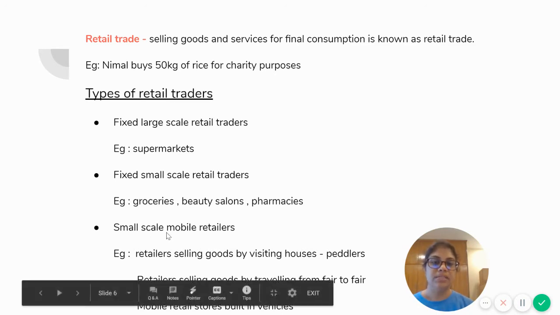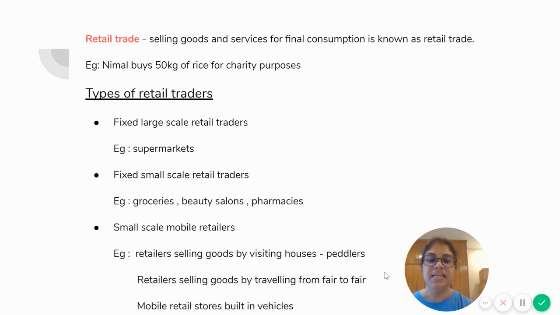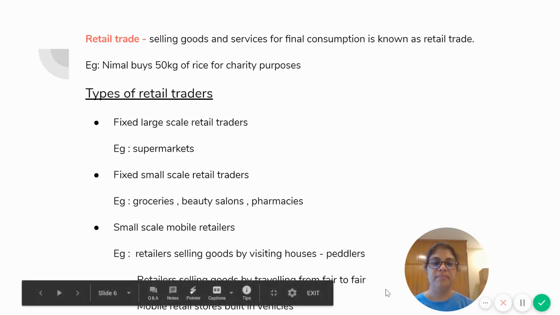When it comes to the small-scale mobile retailers, there are different types. As examples, the first one is retailers selling goods by visiting houses, who are known as peddlers. You must have seen a lot of people stepping out to our houses with different gadgets, goods and products, coming to us and trying to sell them to us, and we will be buying them, or they will be selling them for the final consumption of the consumers. Then retailers selling goods by traveling from fair to fair. That's also a very familiar example for us.